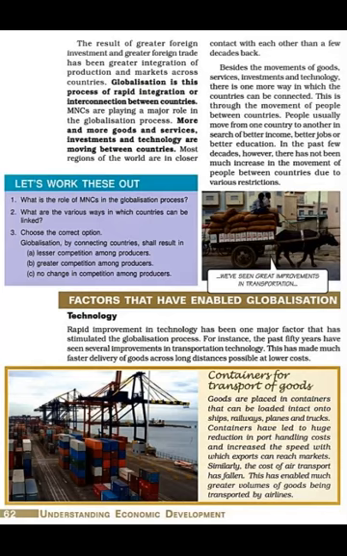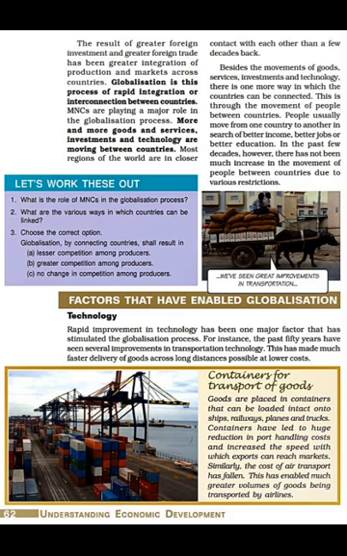So now page 62, students, here I was talking about globalization. The result of greater investment and greater foreign trade has been greater integration of production and markets. So more investment means more foreign trade, and more foreign trade means more and more MNCs coming, and more MNCs means more and more globalization. So globalization is the process of rapid integration or interconnection between the countries. MNCs are playing a major role in the globalization process. It is MNCs only who accelerate the process of globalization.